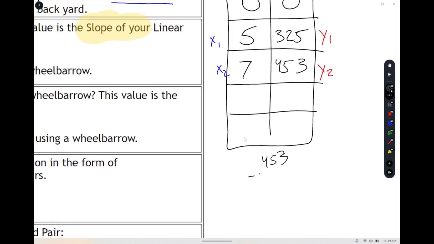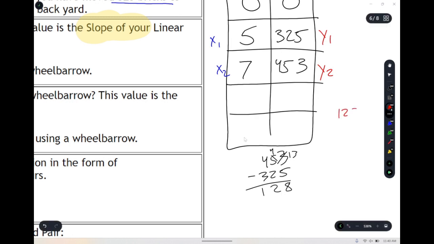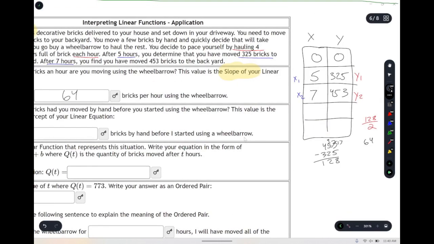453 minus 325. 13 minus 5 is 8. 4, 2, 128. So that'd be 128 over 2. So that's 64.